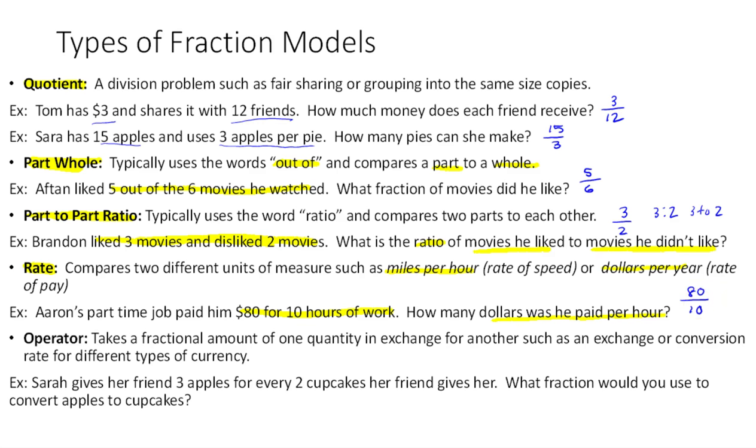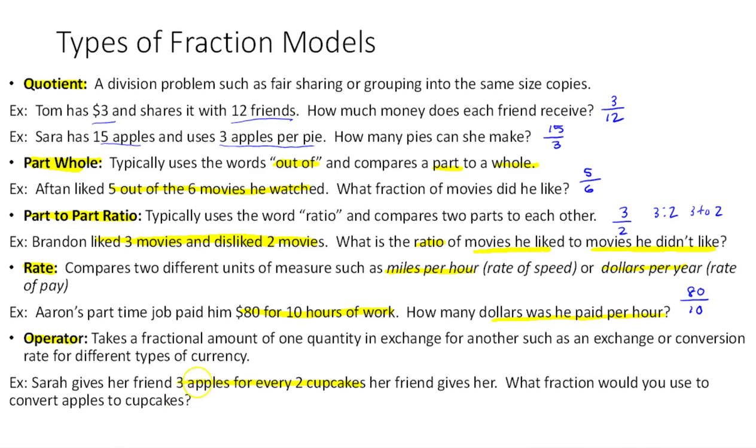Okay? And the last type is an operator model, and that's when we're using a fraction to convert one quantity into another type of quantity, like in a conversion. So it takes a fractional amount of one quantity in exchange for another, such as an exchange or conversion rate for different types of currency. So here's an example. The currency here is apples and cupcakes. Sarah gives her friend 3 apples for every 2 cupcakes her friend gives her. What fraction would you use to convert apples to cupcakes?